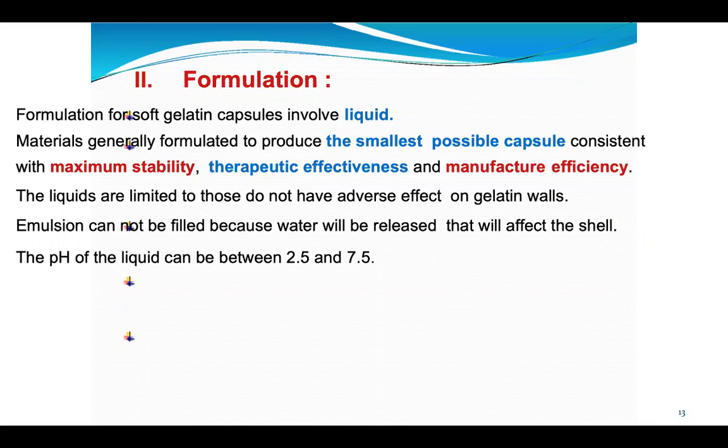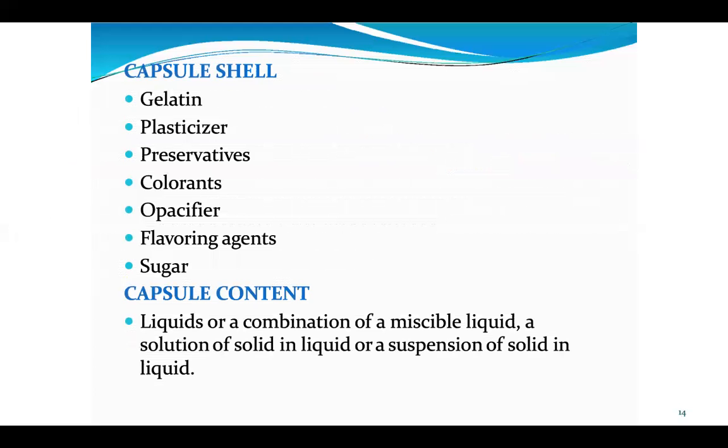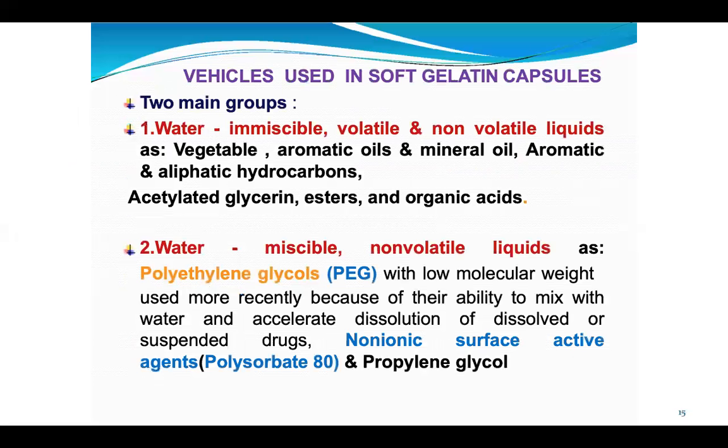Emulsions cannot be filled because water will be released that will affect the shell. The pH of the liquid can be between 2.5 to 7.5. Capsule shells have gelatin, plasticizers, preservatives, colorants, opacifiers, flavoring agents, sugars. Capsule contains liquid or a combination of miscible liquids, a solution of solid and liquid, or suspension of solid and liquid. Vehicles used in soft gel capsules are of two main groups: one, water-immiscible volatile and non-volatile liquids such as vegetable and aromatic oils, and mineral oil, aromatic and aliphatic hydrocarbons.